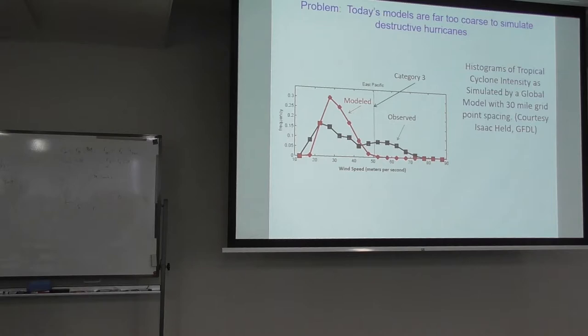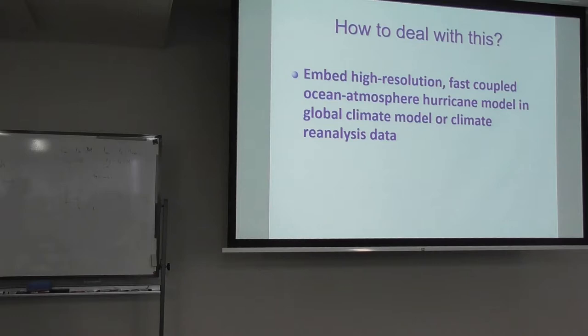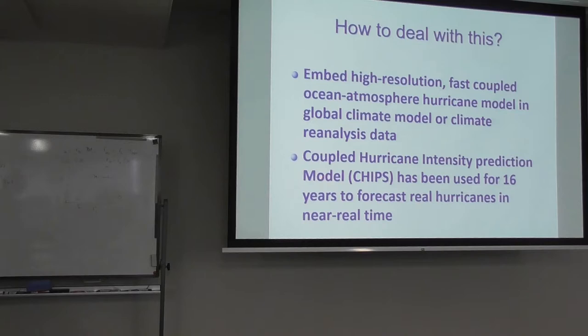Okay, so how we deal with this, which has its own limitations, is we embed a high resolution fast coupled ocean atmosphere hurricane model, called CHIPS, which we developed originally just as a forecasting tool, in a global climate model or climate reanalysis data. And I'll show you how we do that. This is the CHIPS model. It's been used operationally. It's been run for real-time forecasts for about 18 years now, 16 years according to this slide, but this slide's a little old.